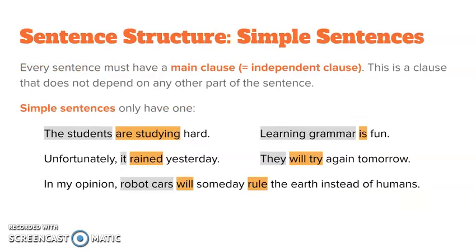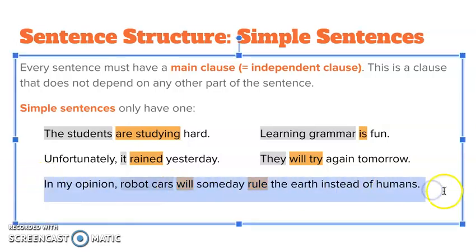Now, let's look at some sentence types. So the first sentence type we're going to look at is just simple sentences. Every sentence has to have a main clause, an independent clause. What we mean by that is that it's a clause that doesn't depend on anything else. It can stand totally by itself. And simple sentences only have that one clause. So very simple, right? The students are studying hard. There's one verb, there's one subject, the verb has a tense. That's a simple sentence. You could make a longer sentence, but it still may only have one verb in it.